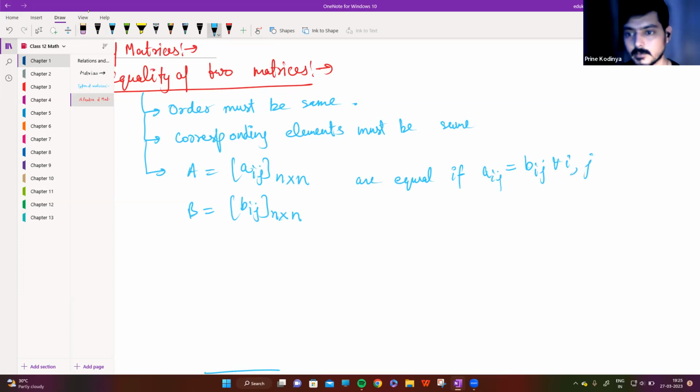for all i, j = 1, 2, up to n. Corresponding elements means A11 must be equal to B11. That is, the first element of the first matrix should be equal to the first element of the second matrix. All the corresponding elements must be same. I'll give you an example of how to use this.